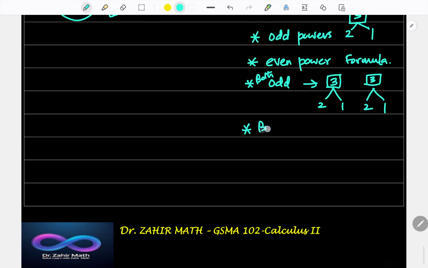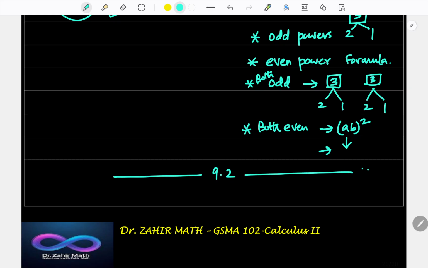If both are even functions, then try to use the formula (ab) the whole square, then try to use the formula for sin² theta or cos² theta, depending on the situation. Okay. Right. So now this finishes your exercise what? 9.2. So this finishes the 9.2 exercise.